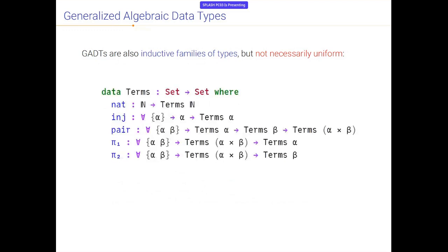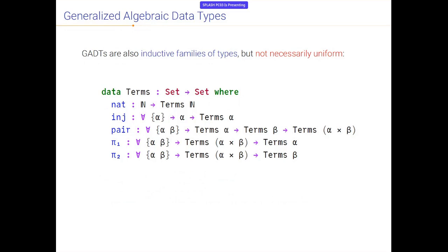So they also are inductive families of types in the sense that we have to define the whole family in one go, but on top of that, we break the uniformity of the family by putting constraints on the return type of the constructor. So for example, here is a GADT that you could have if you try to encode some kind of type calculus in your ambient language.